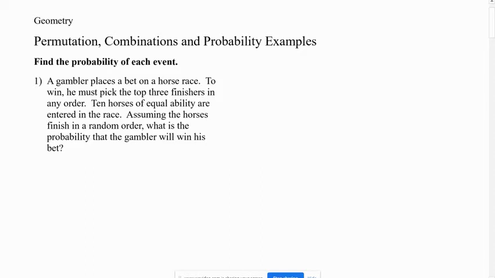And so he's just got to pick the top three horses. And so this is a combination problem. The order doesn't matter. And so we have 10 horses. We're going to choose which three are going to win. And so 10 choose three.